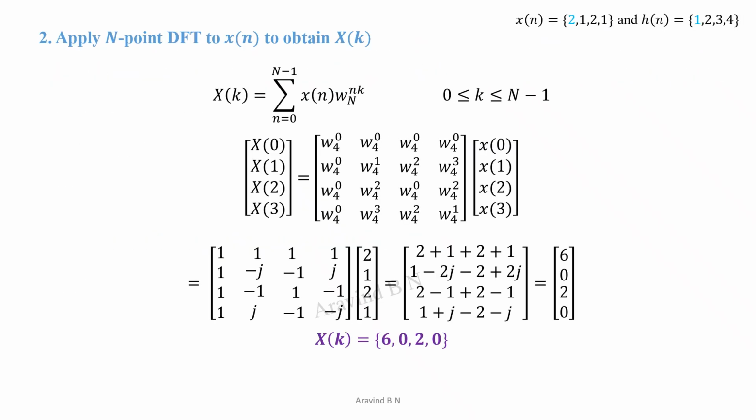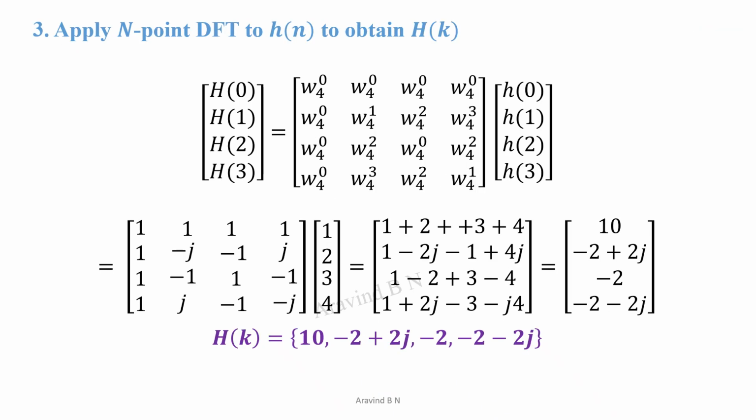The second step, apply N-point DFT to x of n to obtain X of k. So this is the formula, and the length is 4. We are following the matrix method over here. So twiddle factor representation, the input sequence, by multiplying that we are going to get X of k 6, 0, 2, 0. Next step, apply N-point DFT to h of n to obtain H of k. Again 4-point DFT calculation, matrix method. By applying that we are going to get 10, minus 2 plus 2j, minus 2, minus 2 minus 2j.